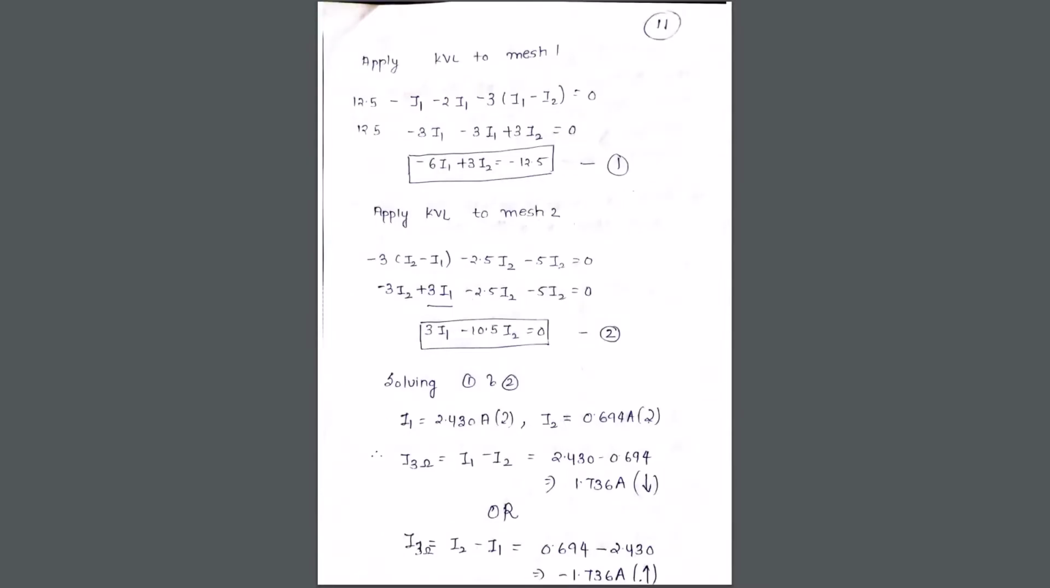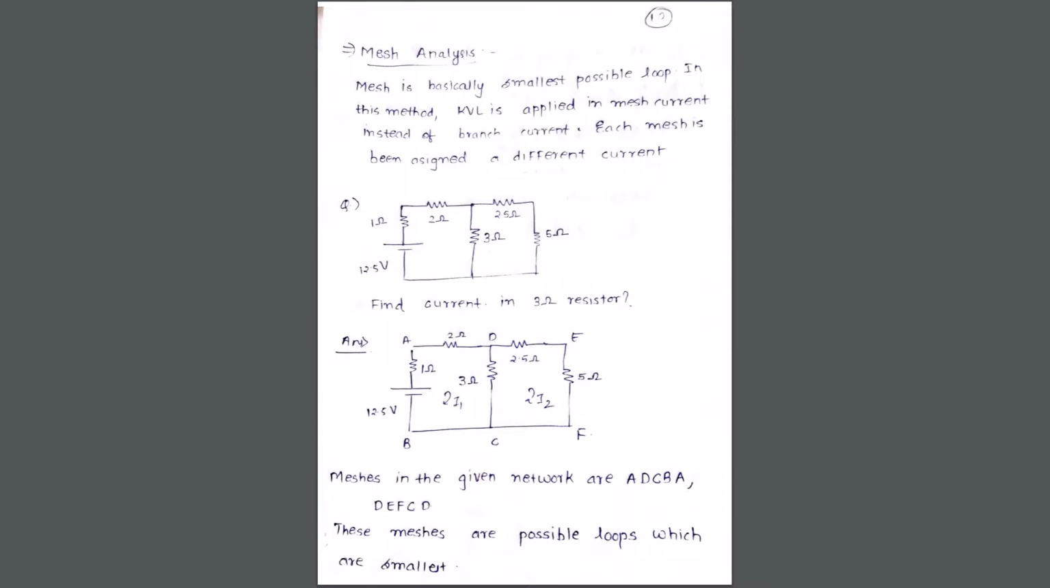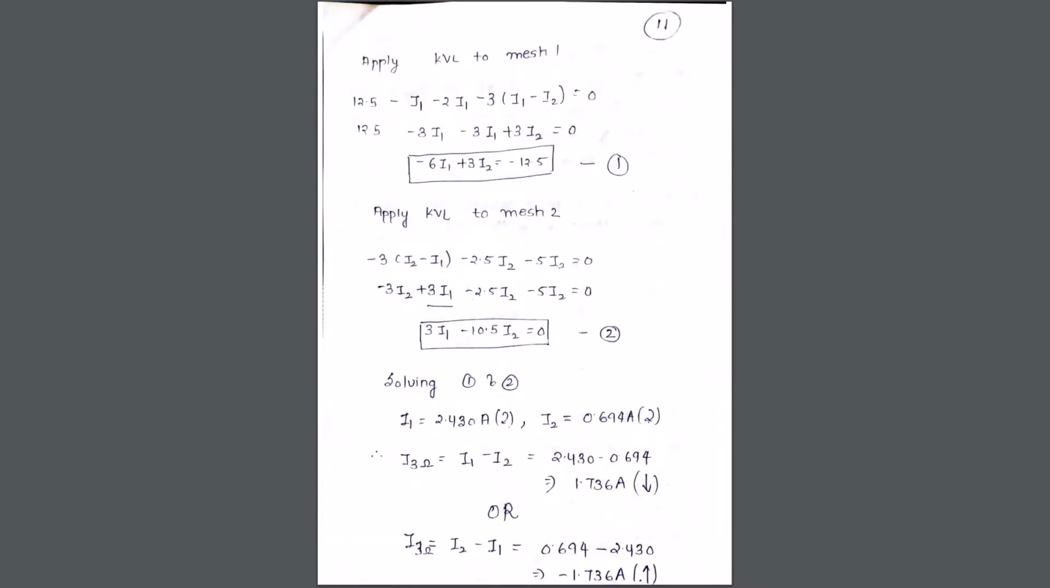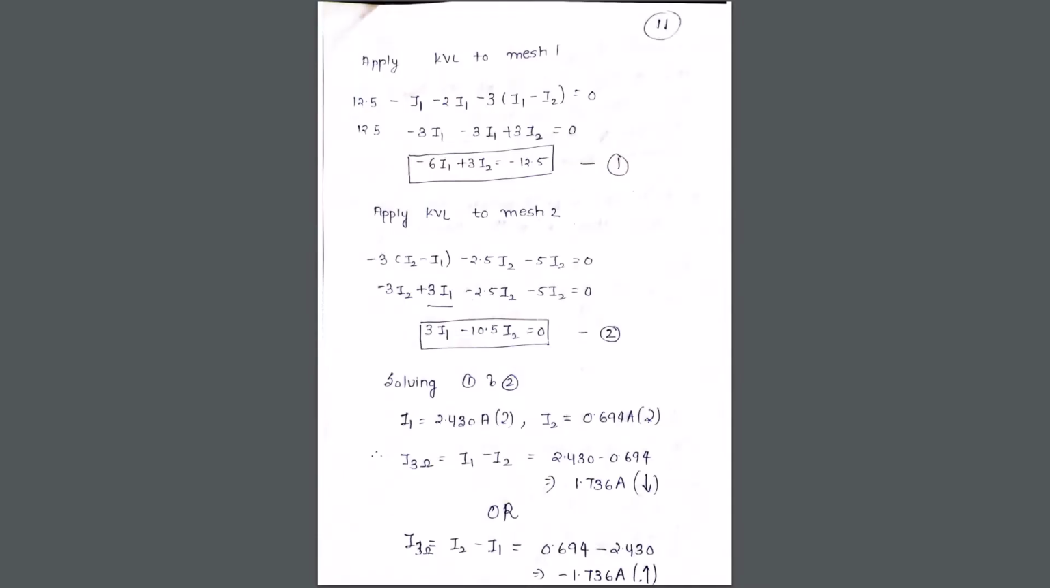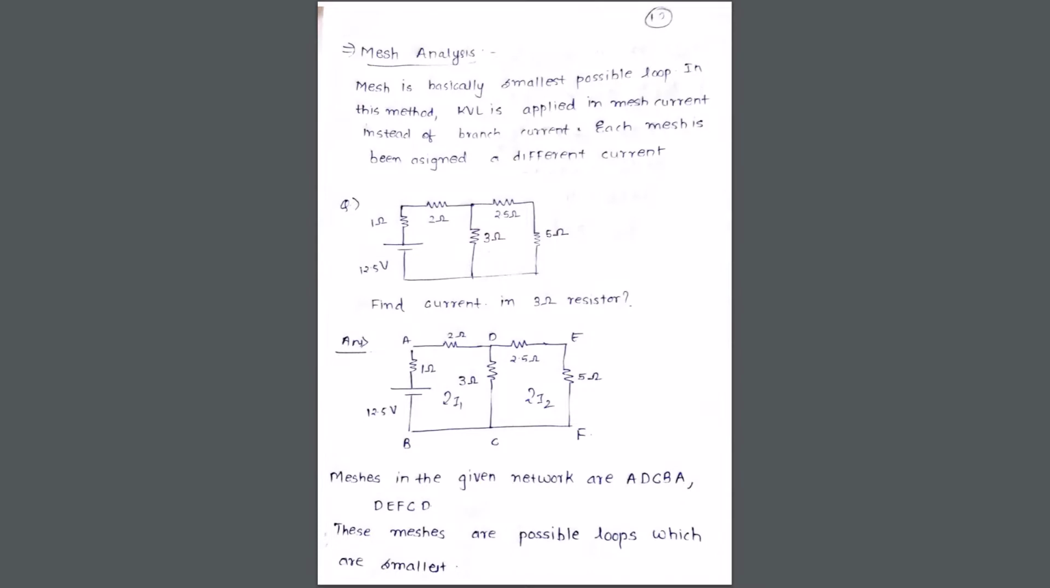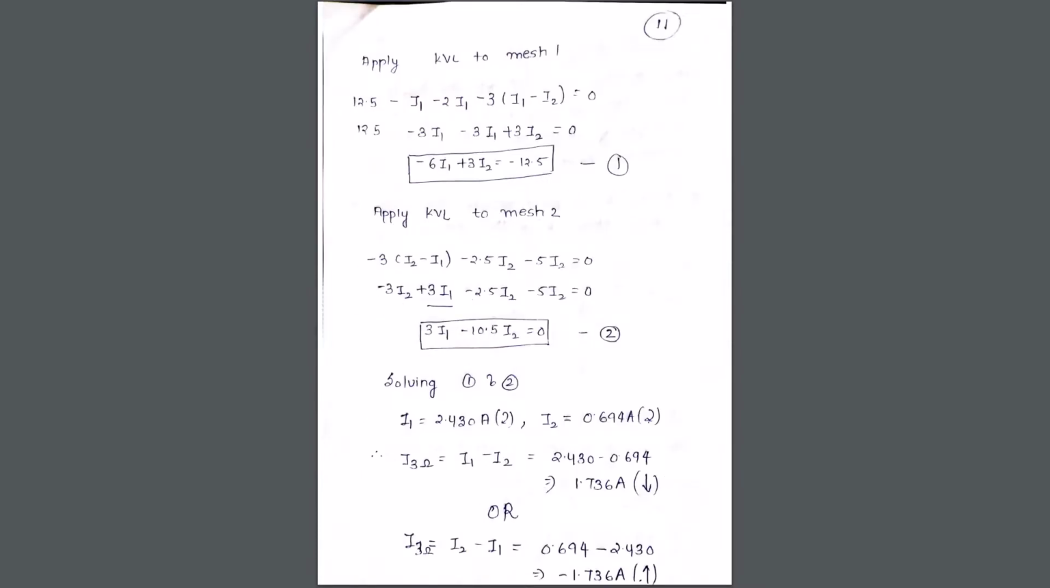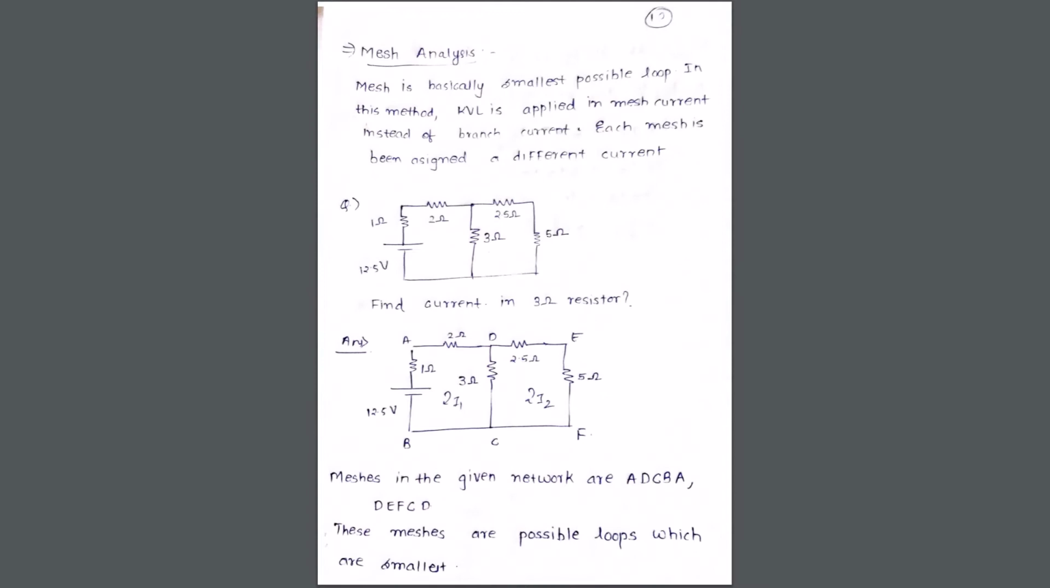Hence, if you see, if I take I3 as I1 minus I2, I get 1.736 amperes downward because my I1 is my primary current over here and my primary current I1 is in downward direction. Similarly, I3 is equal to I2 minus I1, that is this minus this, and in that case my direction is upwards because my primary current I2 is upwards. So I hope in this way you can find out the current through the 3 ohm resistor using mesh analysis. I hope I am very clear with this.